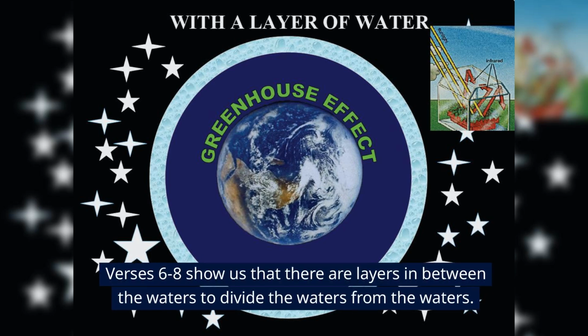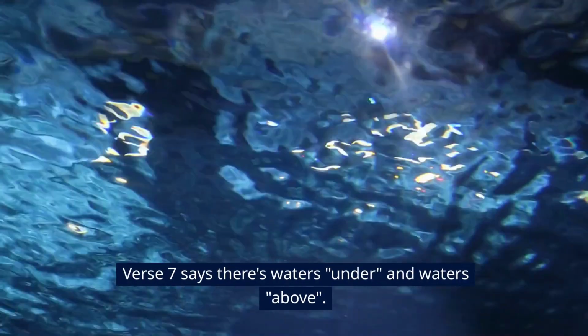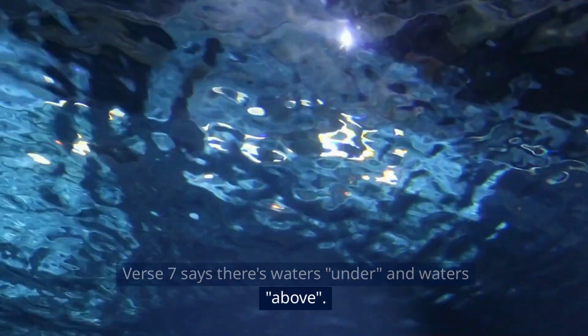Verses 6-8 show us that there are layers in between the waters to divide the waters from the waters. Notice that verse 6 says this firmament divides the waters, plural, from the waters, plural. There are many layers that are divided. Verse 7 says there's waters under and waters above.